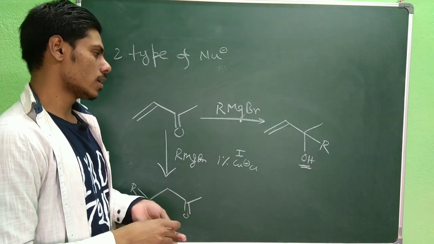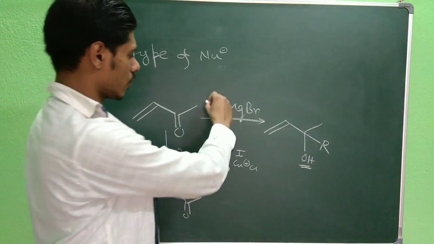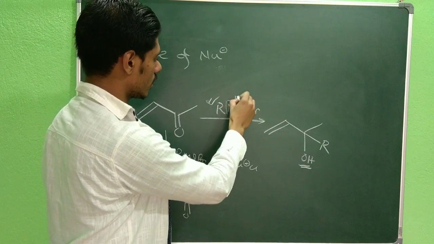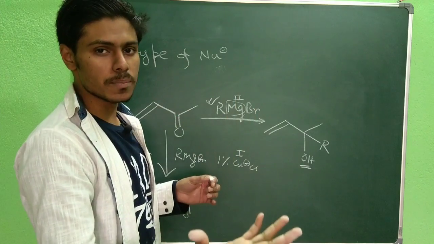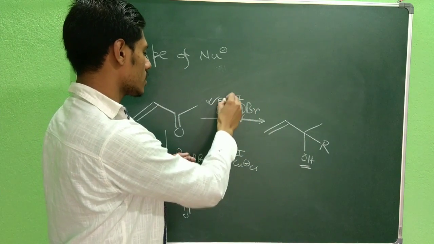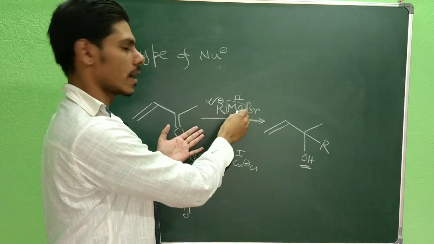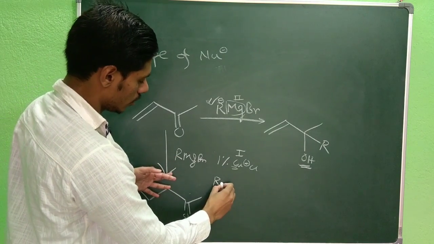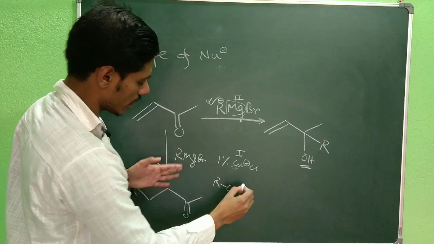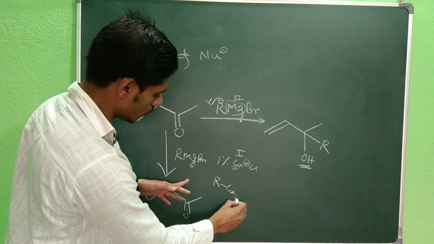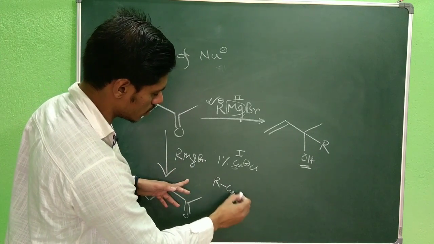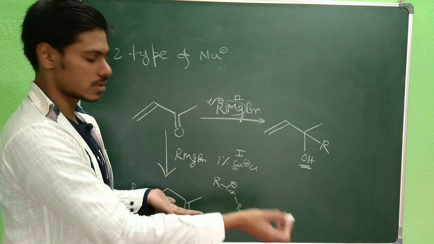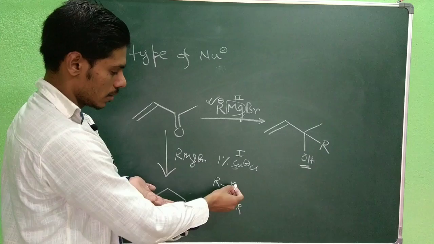Now why so? We can say that for RMgBr, the Grignard reagent, this magnesium 2 plus is a hard center, and due to the symbiotic effect, this R minus also becomes harder when it binds to magnesium, whereas when you add copper, there will be a compound like this. The exact structure is not known, but you will get something like this, R2Cu minus, and there will be some positively charged species to make up this negative charge.